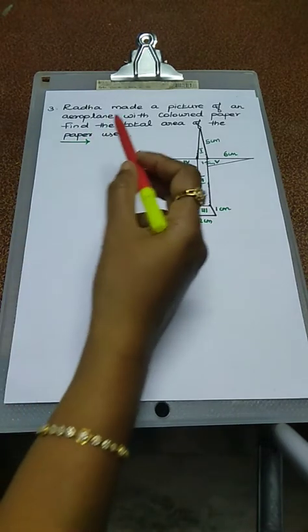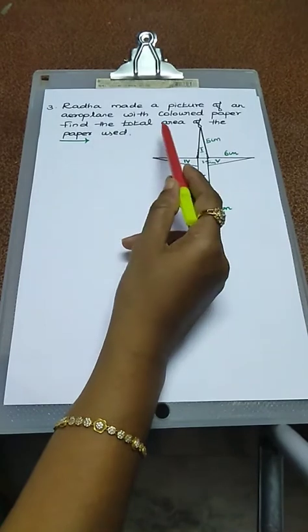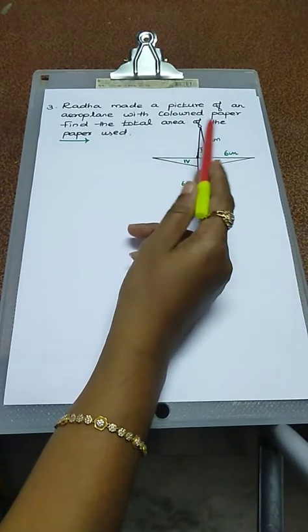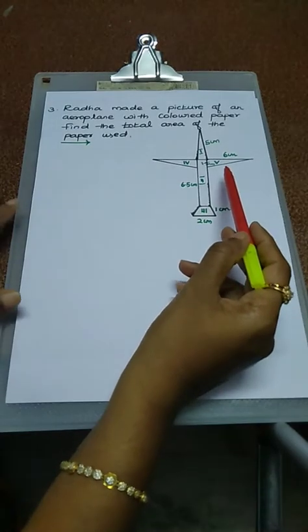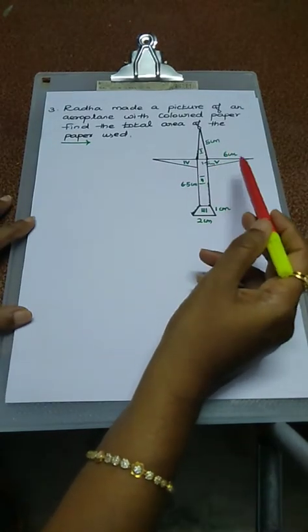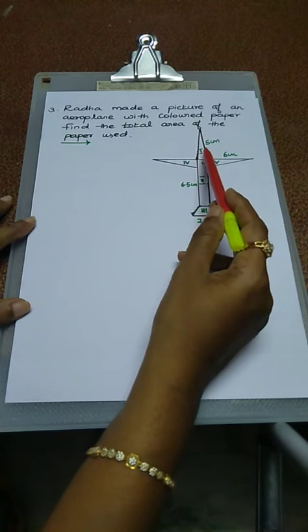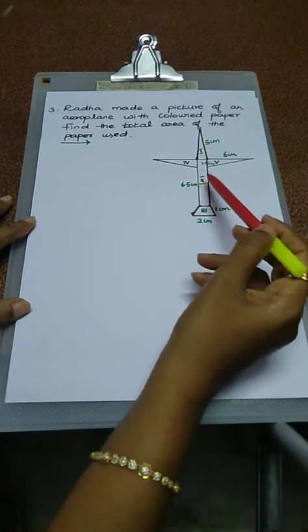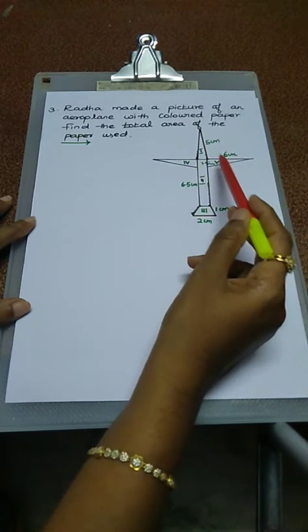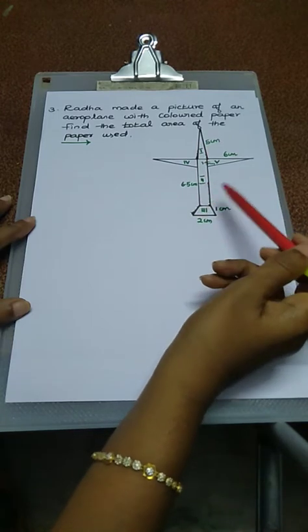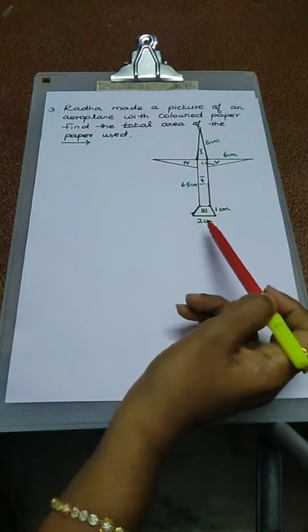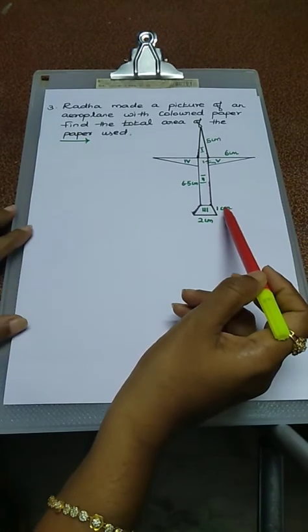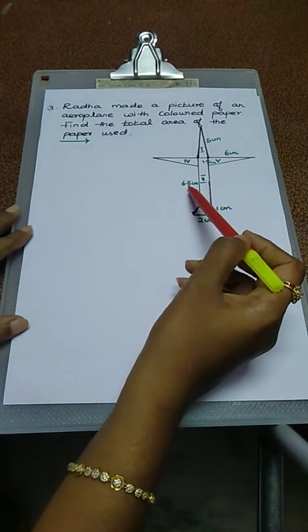Next problem. Radha made a picture of an aeroplane with colored paper. Find the total area of the paper used. One figure is given. The first one, second one, third one, fourth one, fifth one. Some values are also mentioned. That is 5 centimeter, 6 centimeter, 1.5 centimeter, and 2 centimeter. Another side is actually 1 centimeter, 6.5 centimeter.